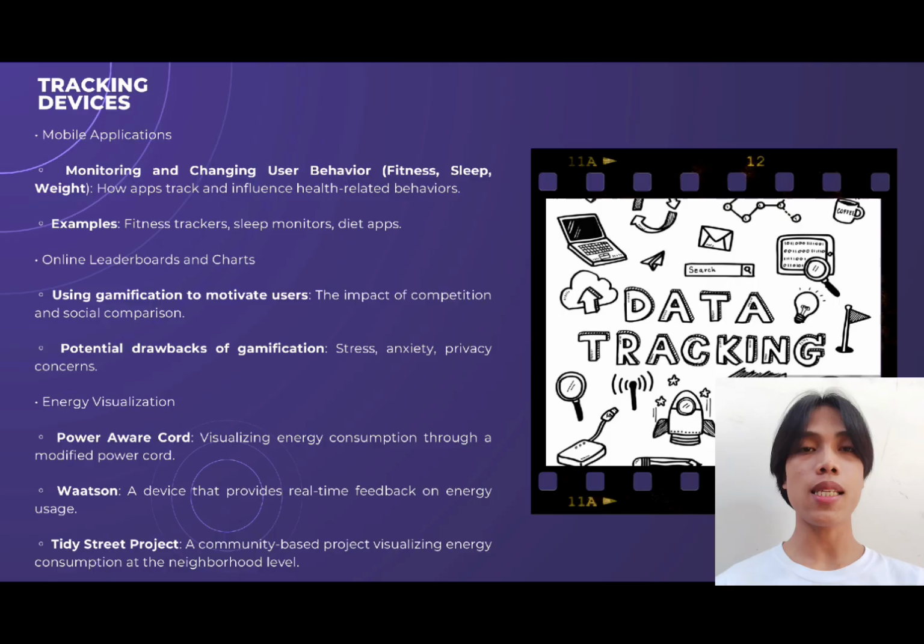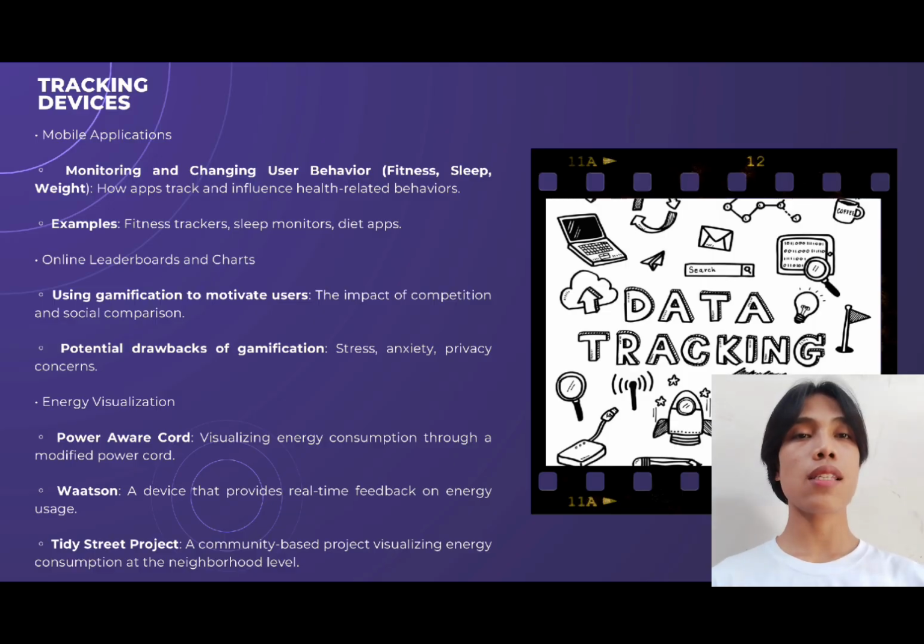Next is tracking devices, mobile applications. Tracking apps monitor different aspects of users' behaviors like fitness, sleep, and weight to help improve health routines. Examples are fitness trackers, sleep monitoring apps, and diet apps. Next is online leaderboard charts. Apps often use gamification, adding game-like features such as ranking, badges, and progress charts to motivate.